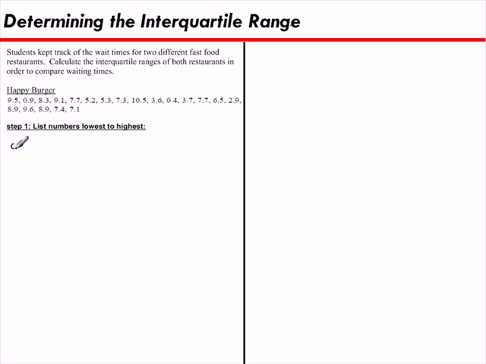So it looks like the lowest number there is 0.4. That's pretty fast for a restaurant. Then we have 0.9. Then looks like 2.9 is next. And I'm just going to keep doing that until I've listed all the numbers.